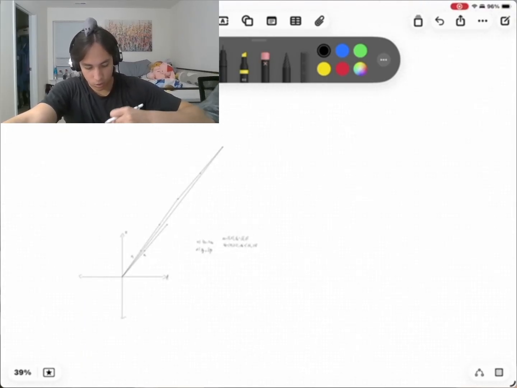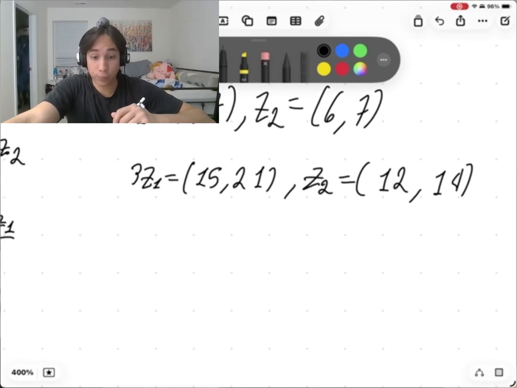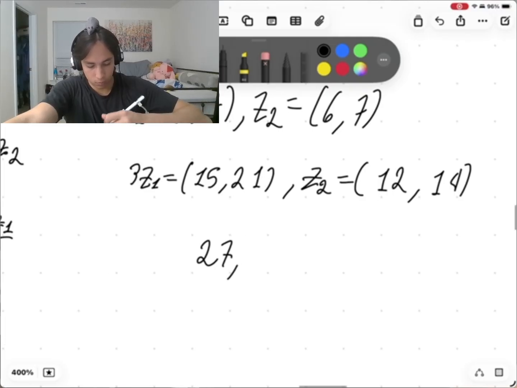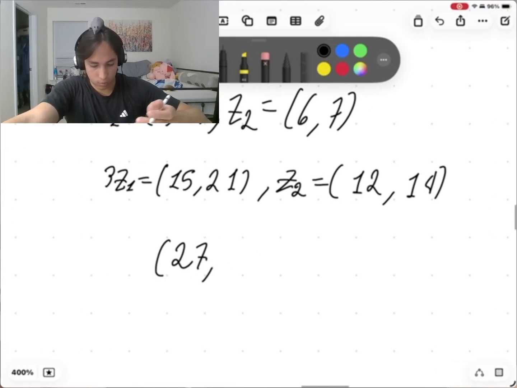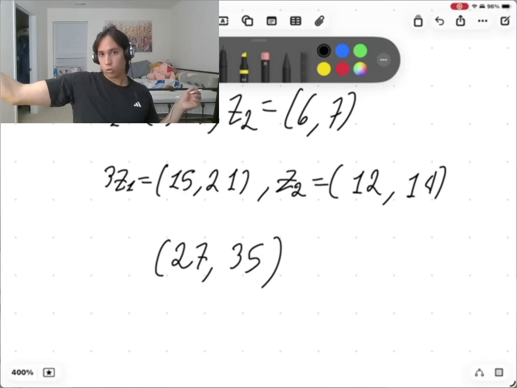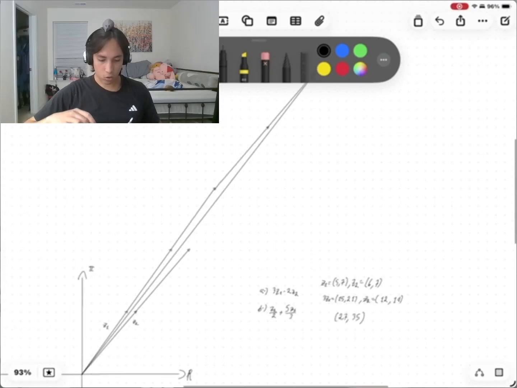All right, so our answer should be, what's 15 plus 12? It's 27. Then 21 plus 14 is 35. 27 and 35. That makes sense because it's all the way out there.